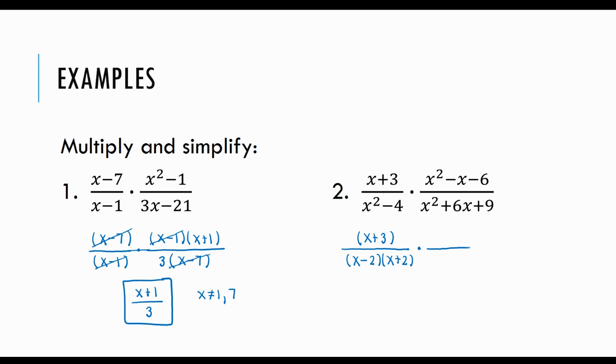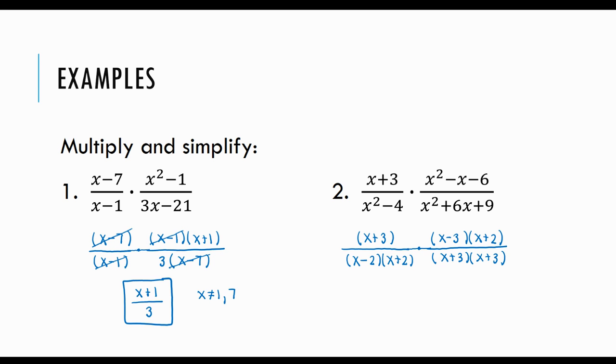If I look at the next numerator, that trinomial is factorable. I can find numbers that multiply to -6 but add to -1. That would be (x - 3)(x + 2). My denominator is also factorable. x² + 6x + 9 factors into (x + 3)(x + 3). Once I have everything factored, I can think of it as one big fraction where I have 3 factors in the numerator and 4 of them in the denominator.